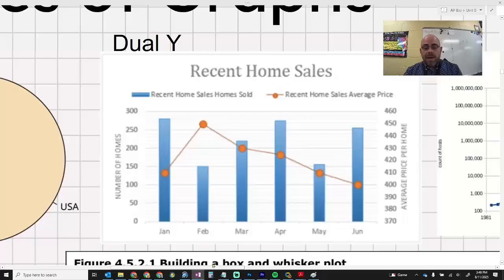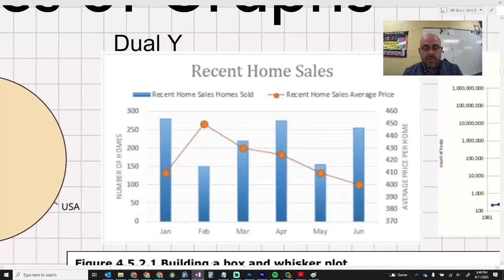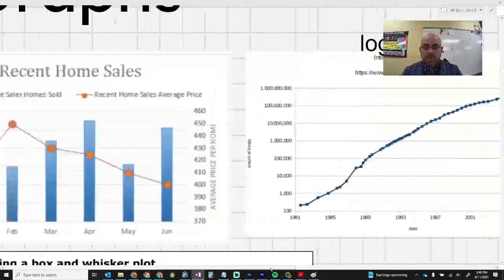The dual y-axis, this is where you have multiple things that are being measured based on a single independent variable. The independent variable in this particular graph is time, and you're measuring not only number of homes, but also the average price of those homes. Allows you to compare those two variables directly based on one single independent variable.